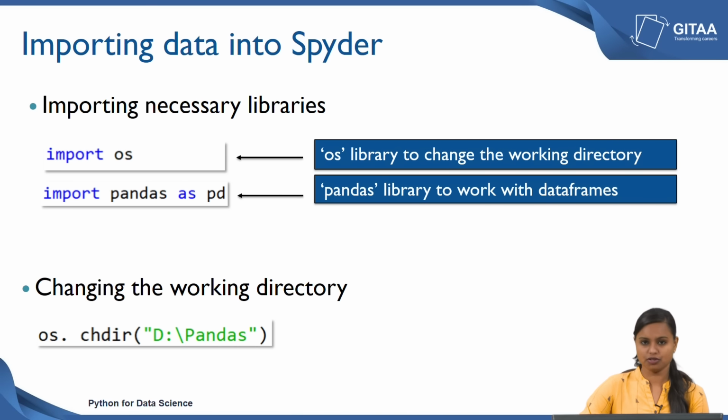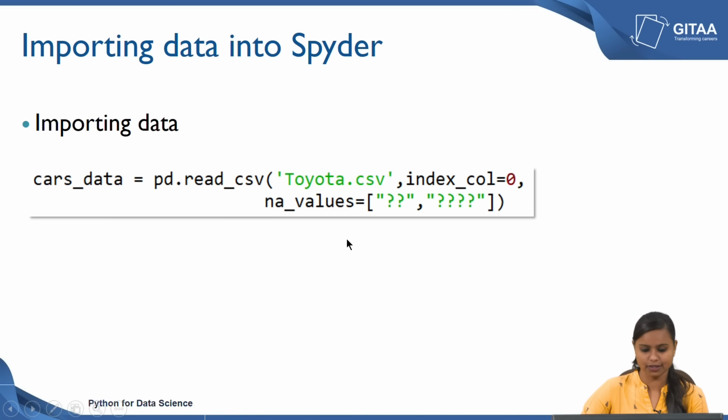Next, we can change the working directory by using the chdir command. Inside the function, you just need to give the file path of it. So, I have given the file path. Once you set your working directory, you will be able to access the file in your current working directory. Next, let us import the data into Spyder.